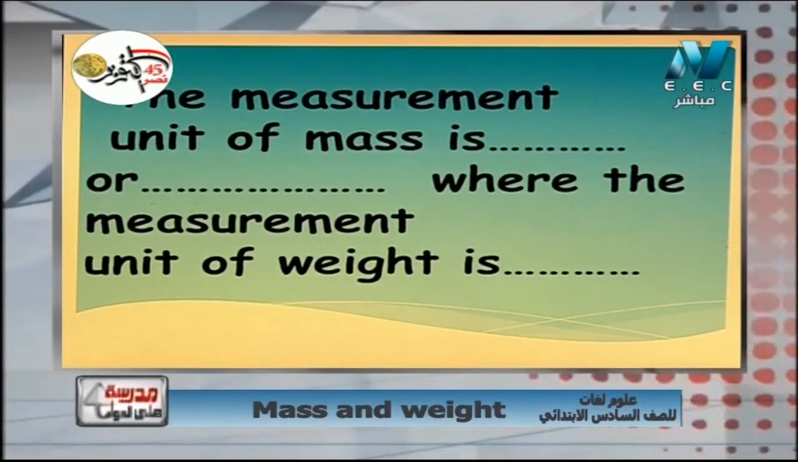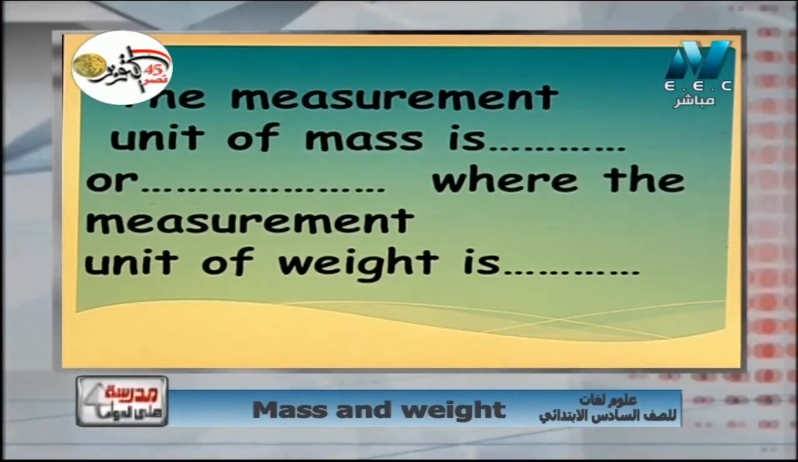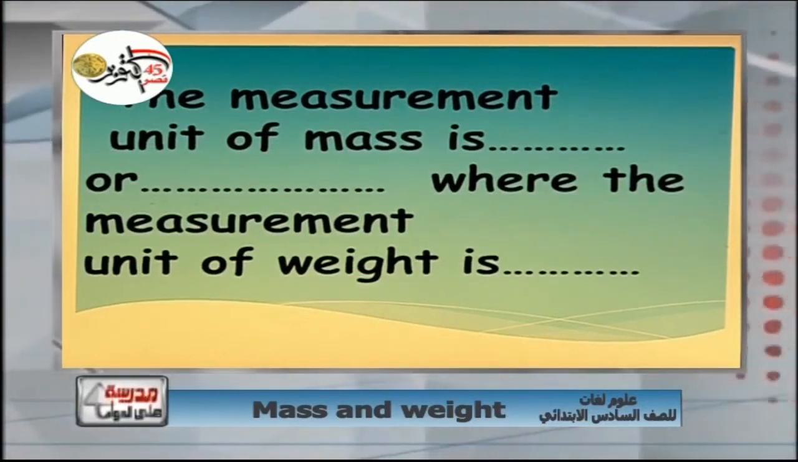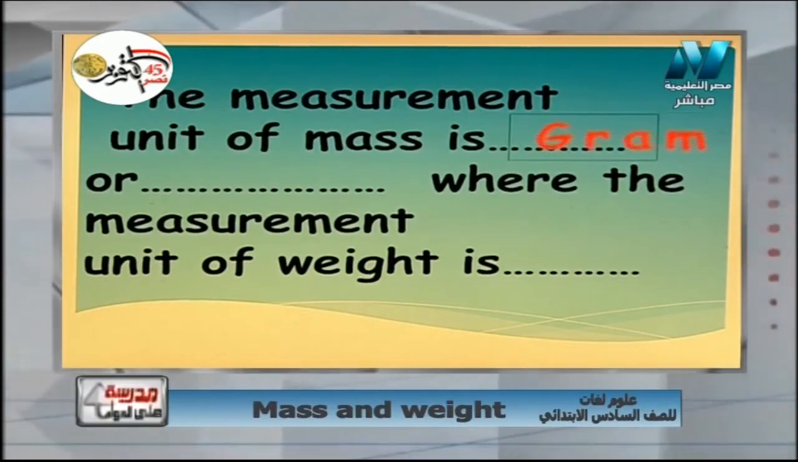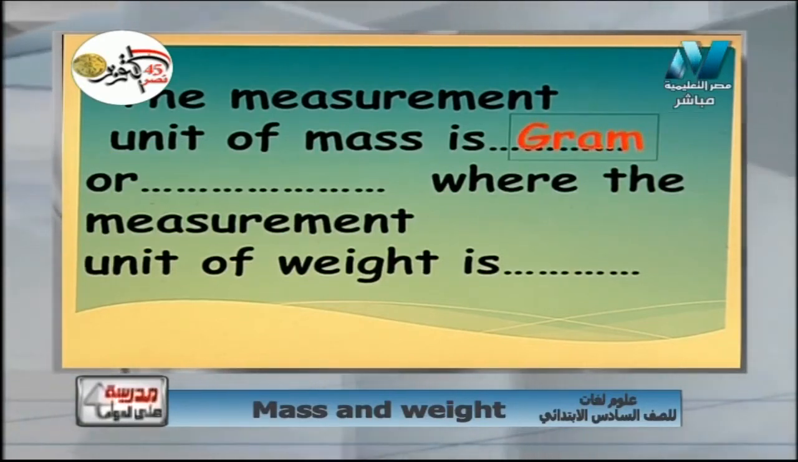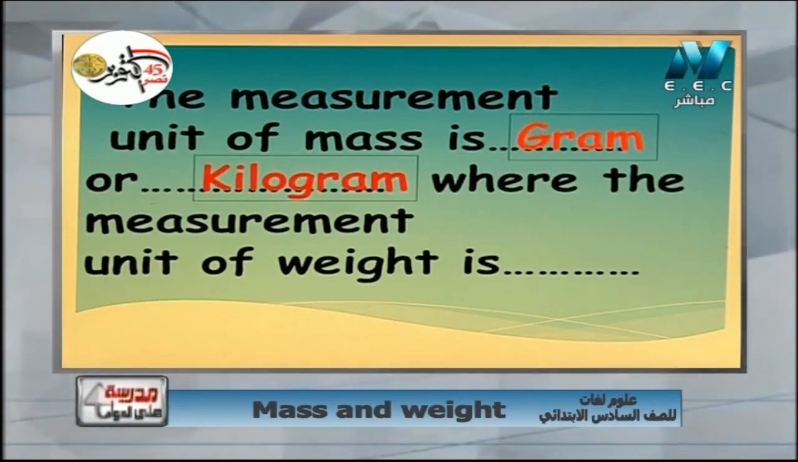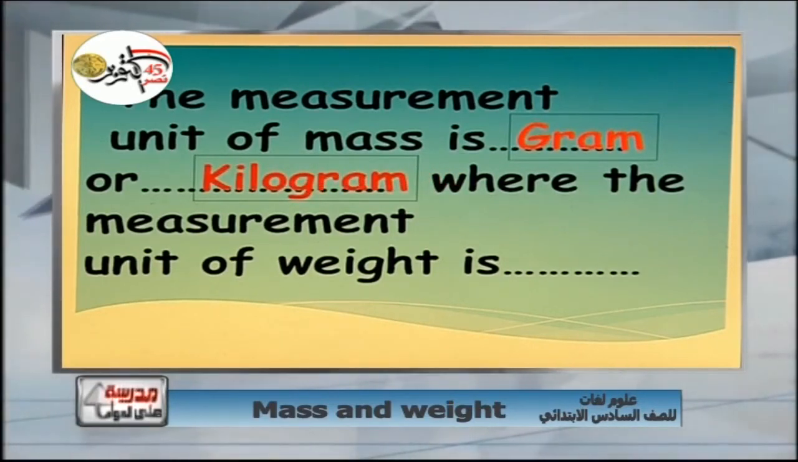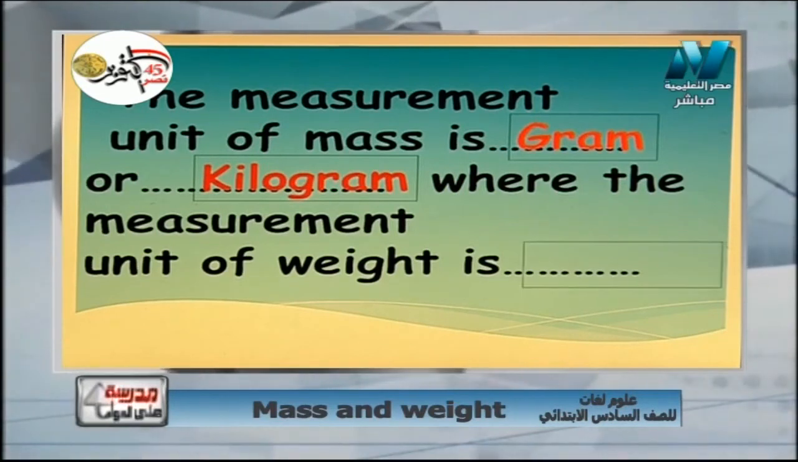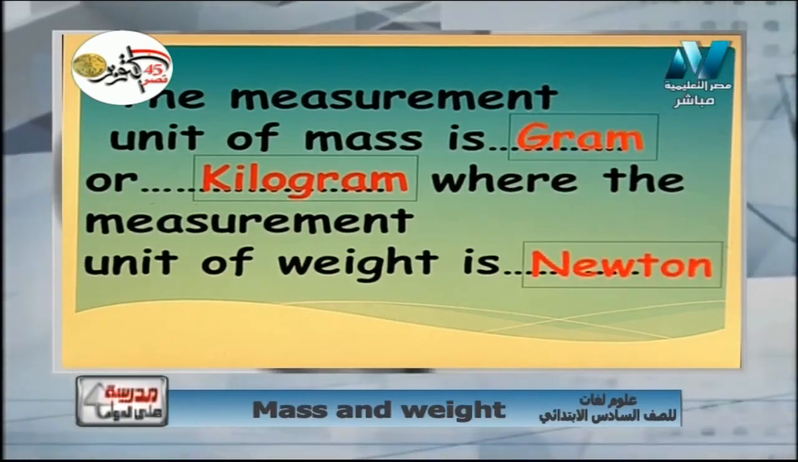Another question that says complete the following. The measurement unit of mass is what or what, where the measurement unit of weight is what. So I can say the measurement unit of mass is gram or kilogram or ton, but here I am required to give two answers only. Where the measurement unit of weight is Newton. We know very well that the measurement unit of weight is Newton.